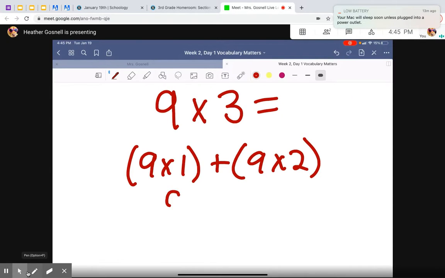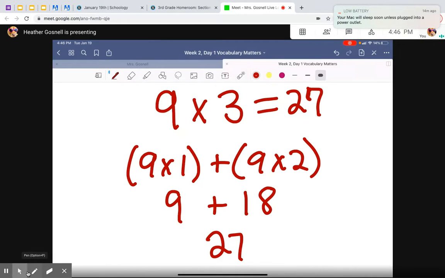9 times 1 is 9. 9 times 2 is 18. Add those together and we're going to get our total amount. 9 plus 18. Having trouble adding? Grab that bigger number and add up. Grab 18 and say 18. Add up 9. 18, 19, 20, 21, 22, 23, 24, 25, 26, 27. The product is 27.